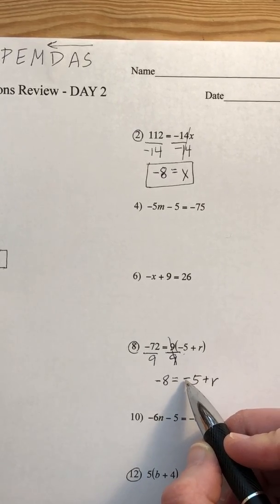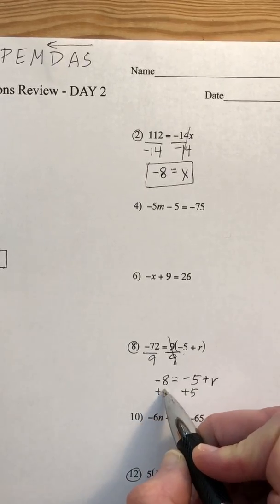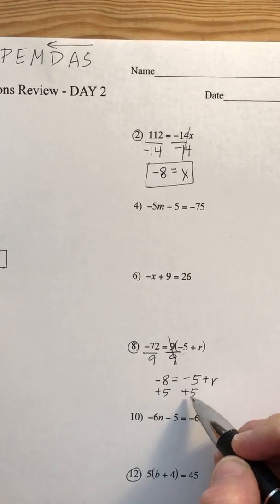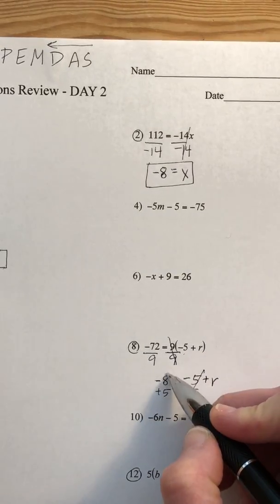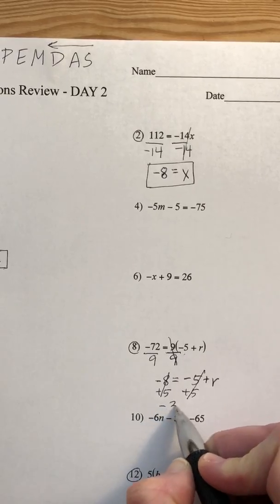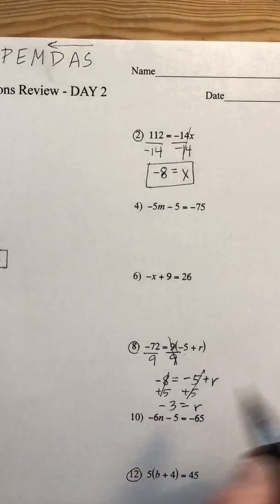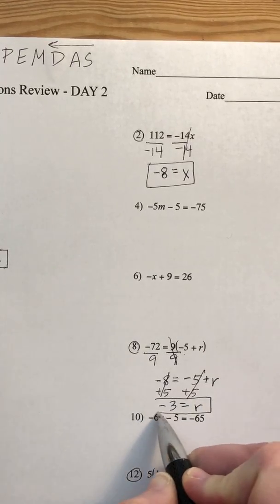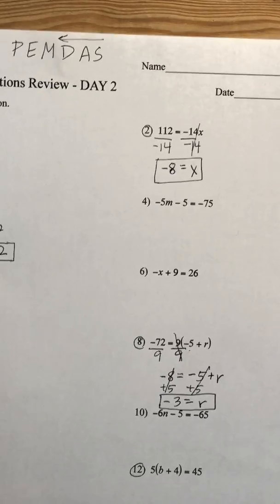So the opposite of minus 5 is going to be a plus 5. And then negative 5 plus 5 is going to be 0, so I'm just going to cross those out. Negative 8 plus 5 is going to be negative 3 equals, and I'll just bring down my r. And so your final answer is negative 3 equals r. Okay, now let's skip down to number 12.